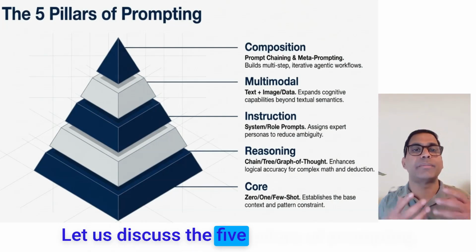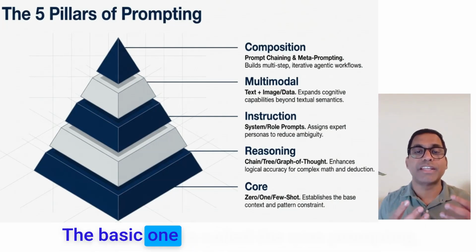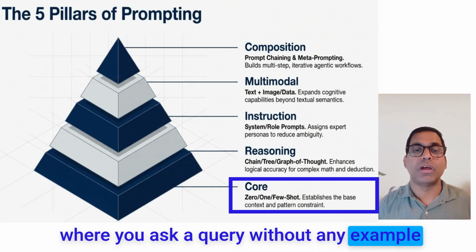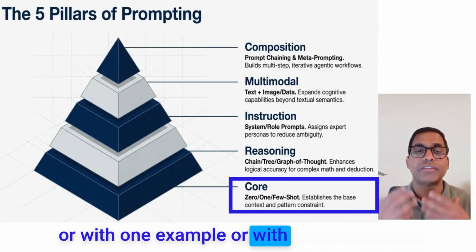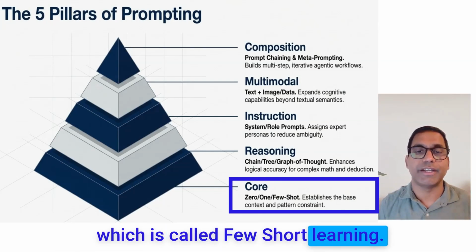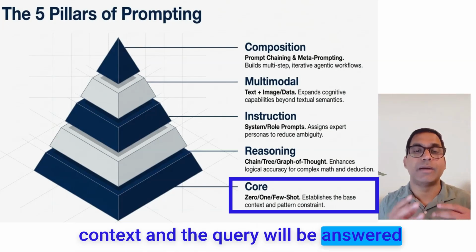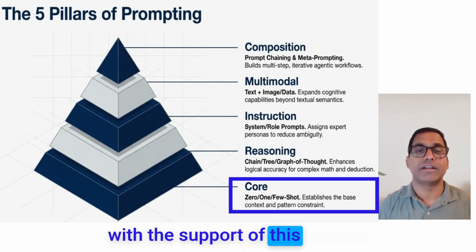Let us discuss the five pillars of prompting. The basic one is called core prompting, where you ask a query without any example, or with one example, or with a few examples, which is called few shot learning. Whatever the examples are is called the context, and the query will be answered with the support of this context.